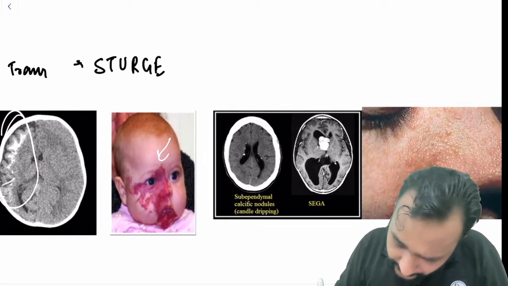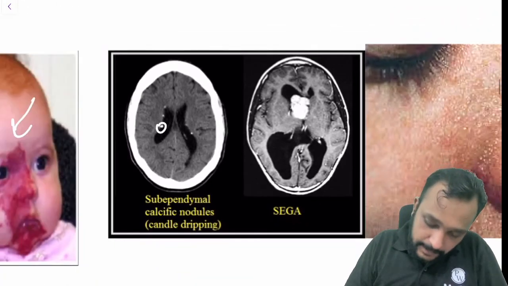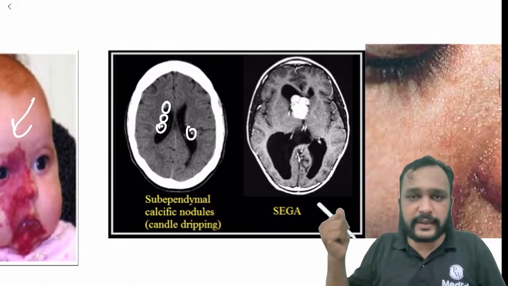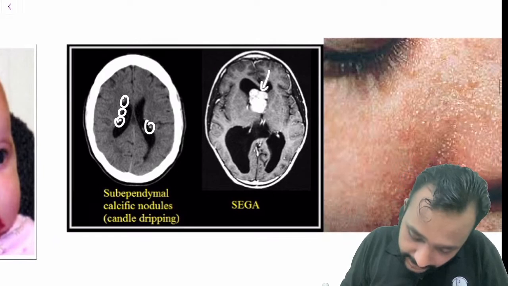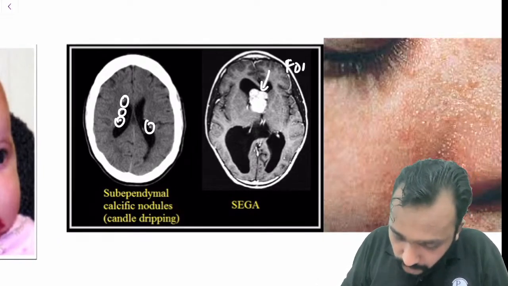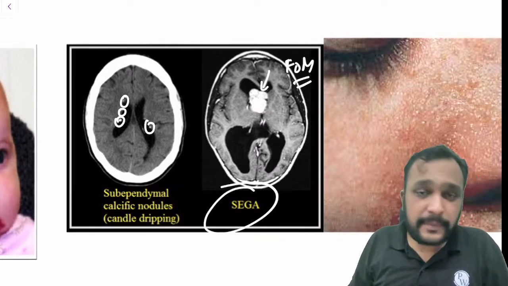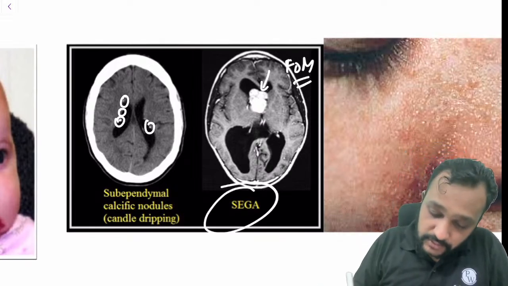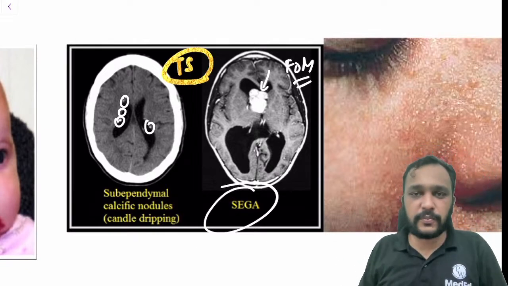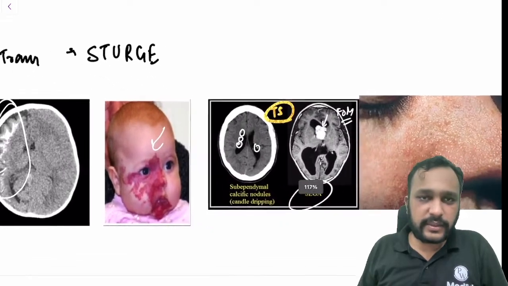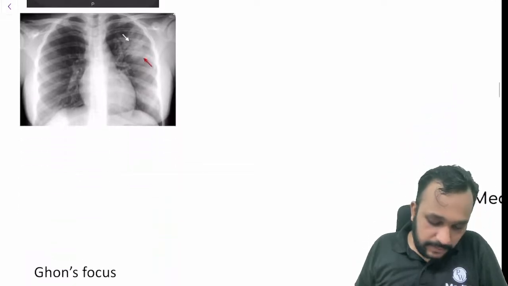And if you have a patient who has multiple calcified nodules along the ventricles, that is the subependymal nodules, right? And in the region of the foramen of Monro, you have a very enhancing lesion, that is the subependymal giant cell astrocytoma. So this is an important case of tuberous sclerosis. Okay, so in the comment section, tell me what are the important skin manifestations of tuberous sclerosis.